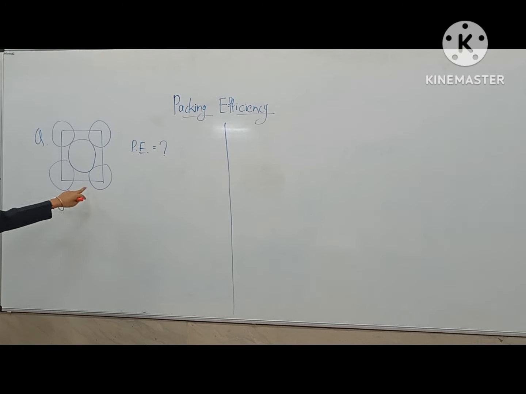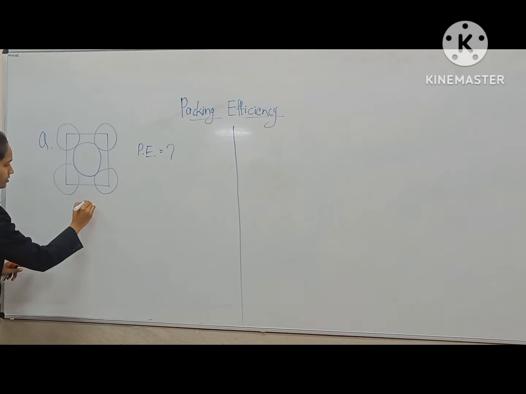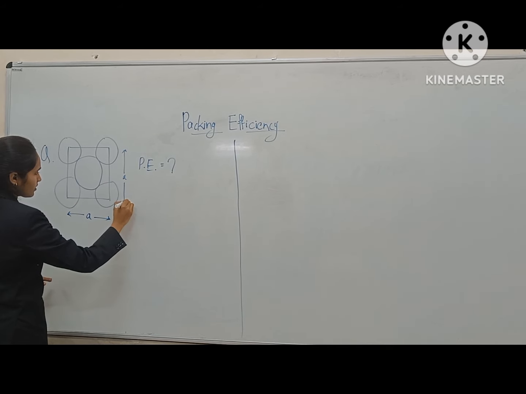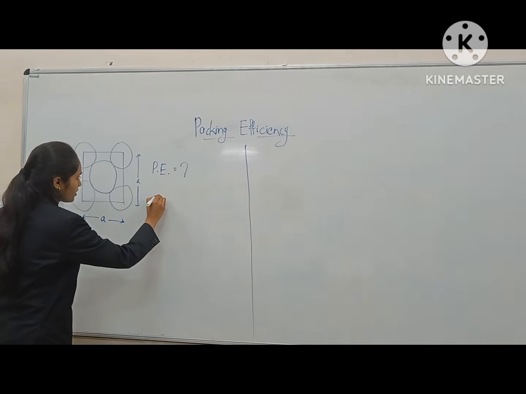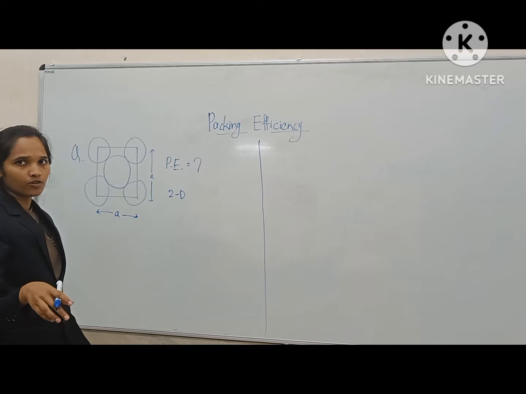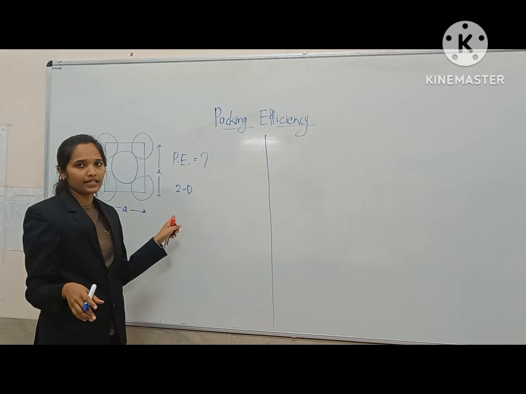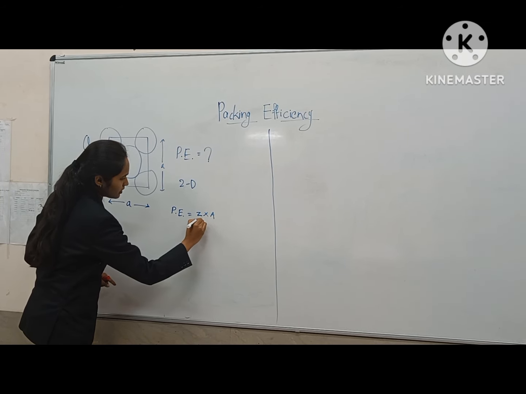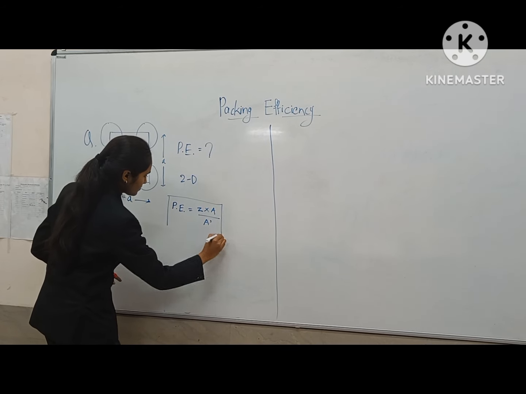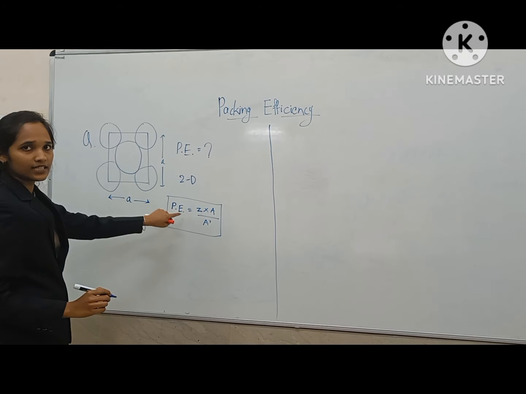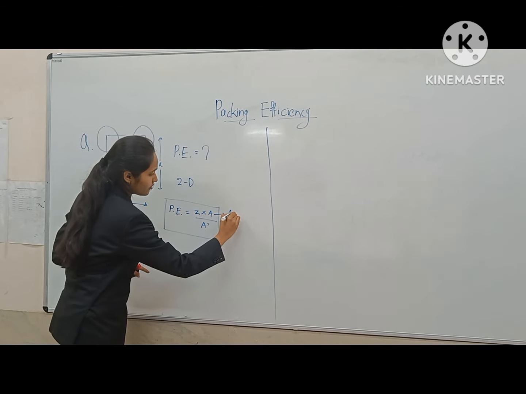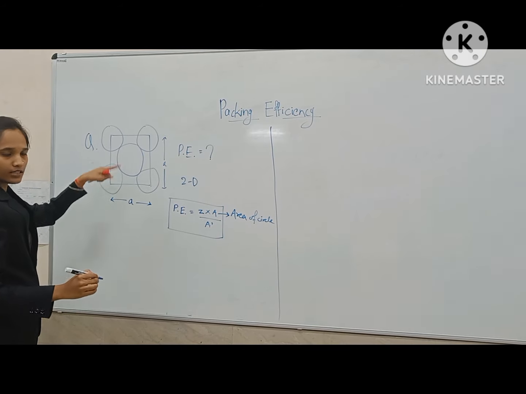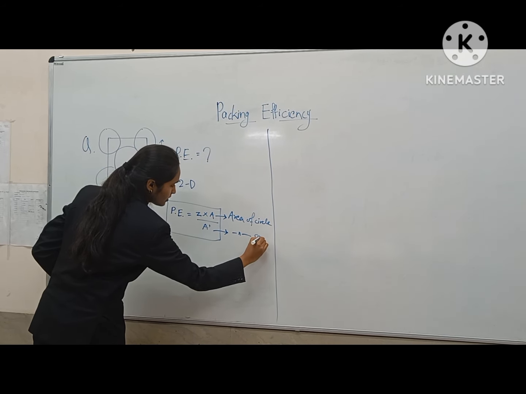So how will we calculate it? This is a square, so each side will be equal in length. Let's assume this side length is a, and this will also be a. It is a two-dimensional diagram, so in the packing efficiency formula, in place of volume we will use the term area. So the formula becomes packing efficiency equals Z into A by A dash. Here Z represents the number of circles, A represents the area of a circle, and A dash represents the area of the square.